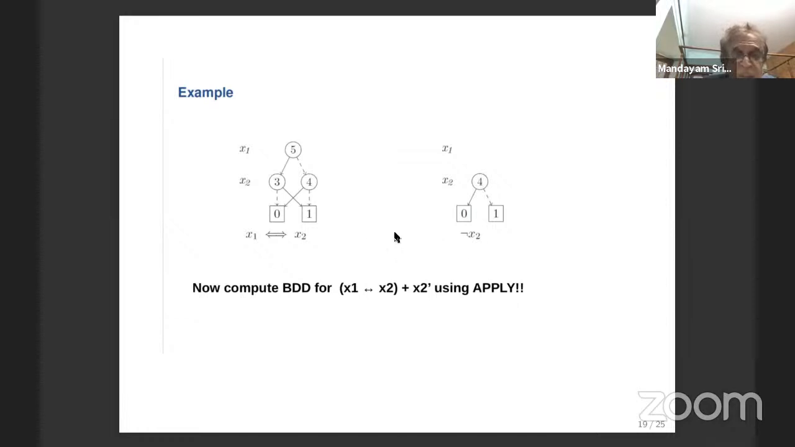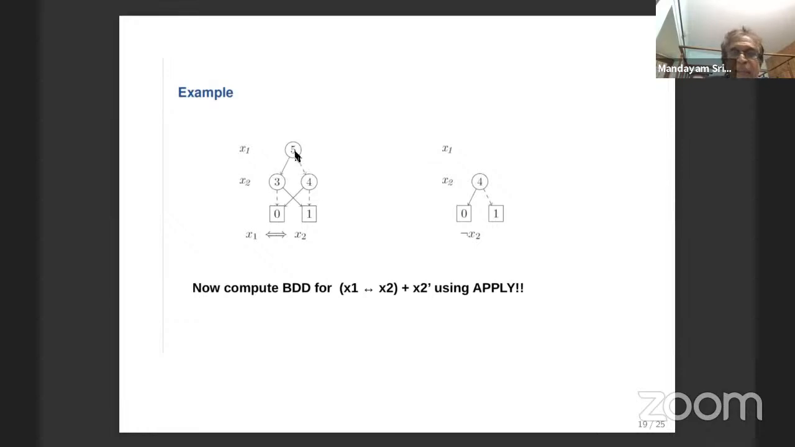So here is an illustration of the thing. Here there are two. Suppose I want to apply the OR operation on these two Boolean functions represented by these two BDDs. So this represents x1 if and only if x2. This is a simple not of x2. So that's why you see this is the variable ordering.